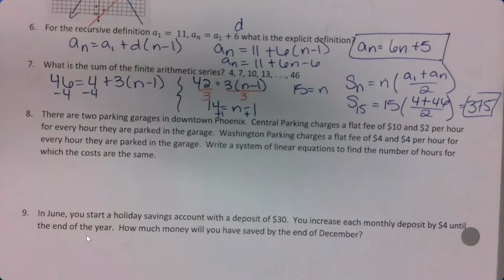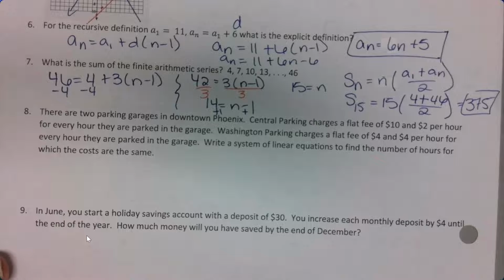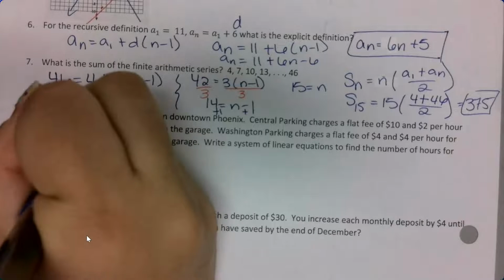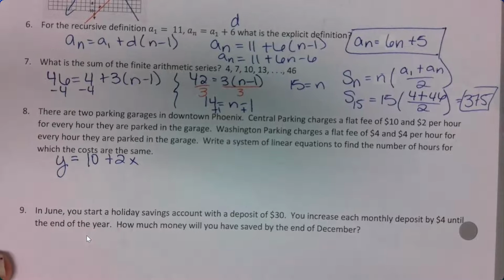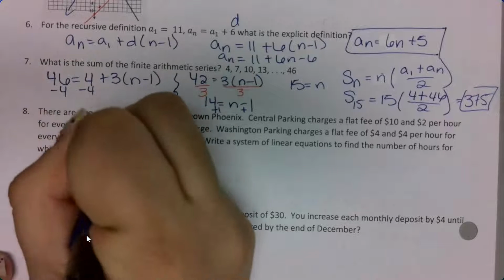Okay. Number 8 says there's 2 parking garages in Phoenix. Central Parking charges a flat fee of $10 and $2 per hour for every hour they're parked in the garage. Washington Parking charges a flat fee of $4 and $4 per hour for every hour they are parked in the garage. Write a system of linear equations to find the number of hours for which the costs are the same. So I am going to write my system. Central Parking is going to be y equals a flat fee of 10 plus $2 per hour is 2x. Then Washington Parking is going to be y equals 4 plus 4x.